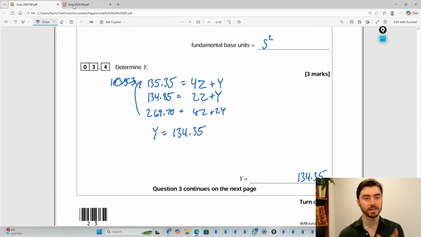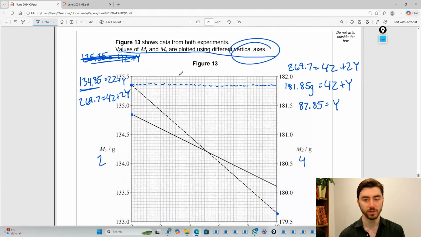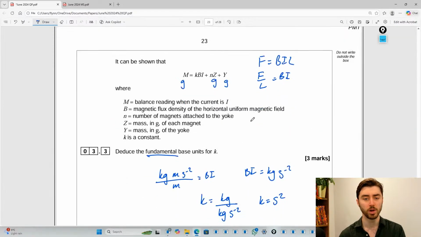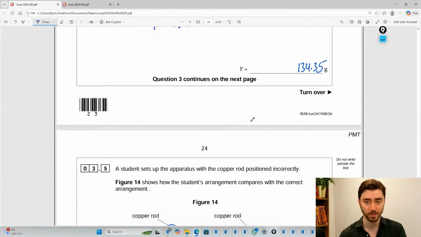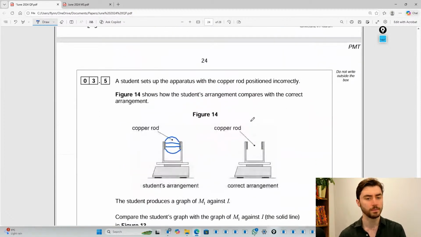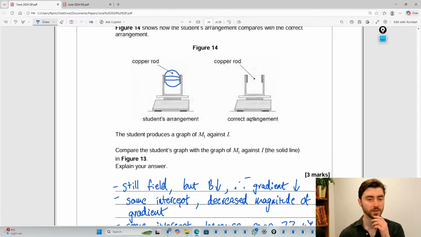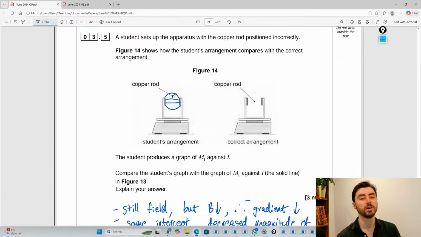So what I missed here was the fact that I had to use the different scales. One for the 2 magnets, one for the 4 magnets. And as I'm marking, because you're here, I will also give you some indication of what happened in the question, to help you out. Now on this one, just to give you some background, they placed the copper rod in the wrong part of the experiment, and we had to work out what that was going to do to the straight line.